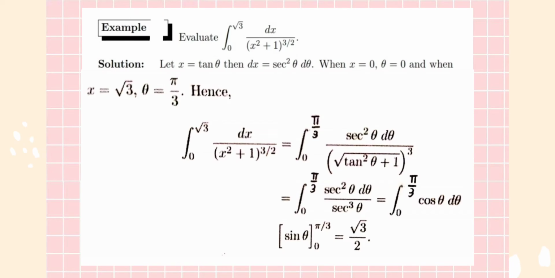And then we apply Pythagorean identities, which is tangent square theta plus 1, we will get secant square theta. After that we simplify, we will get the integral of cos theta d theta, and then we integrate, we will get sin theta. After that, substitute the limits 0 and pi over 3, we will get square root 3 over 2.